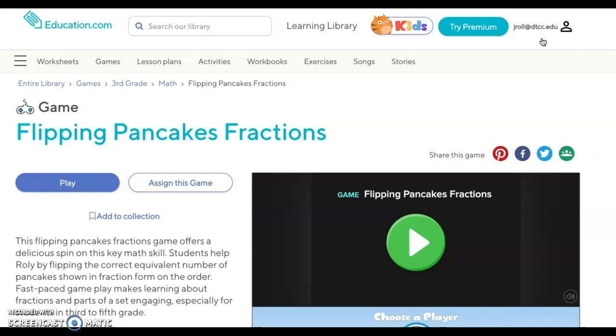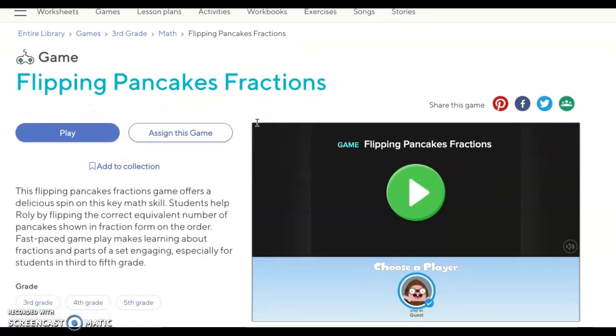This is education.com, and you can see at the top there are a lot of options: worksheets, games, lesson plans, activities, workbooks, exercises, songs, and stories. When we look at the breadcrumb here, the search was the whole library. We went into games. We're looking at third grade, and we know that we're talking about fractions.